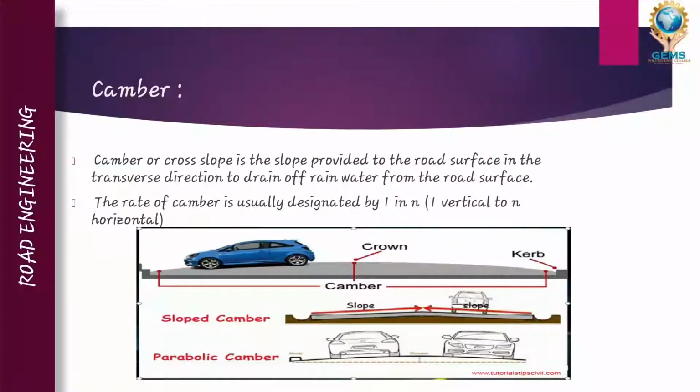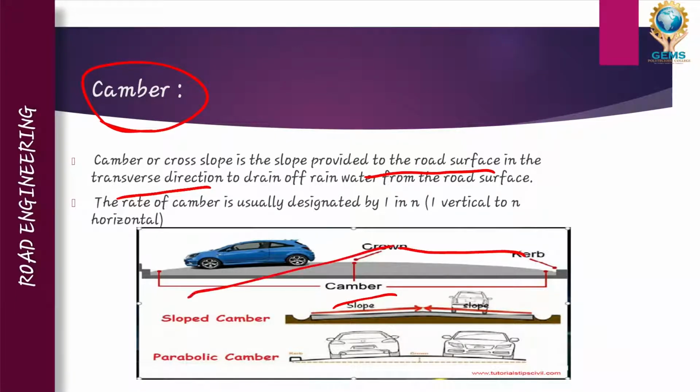Now we will see camber. What is camber? As we can see in this image, it is written here camber. The distance or the ratio between the curve, the edge, and the crown is known as camber. Camber is the cross-section slope, the slope provided to the road surface in the transverse direction, to drain off the rainwater from a road surface. That is called camber.